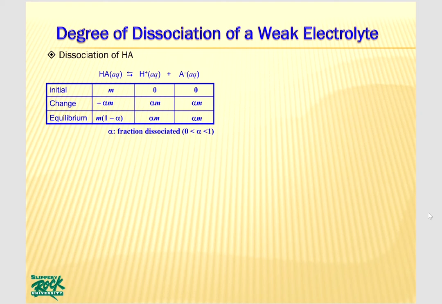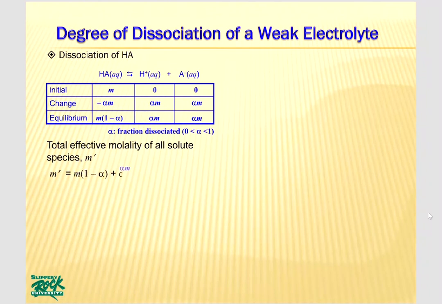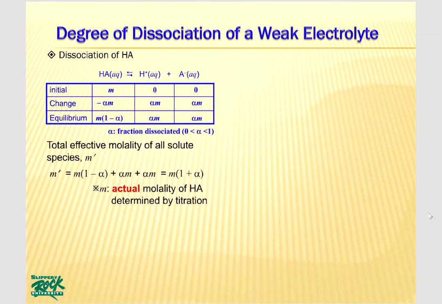Freezing point depression is a colligative property. Consequently, it depends on the concentration of solute species and does not depend on the chemical nature of the solutes. The total effective molality of all solute species is represented by M', and it influences the freezing point depression. Then M' equals M times 1 minus alpha plus alpha M plus alpha M, or simply M times 1 plus alpha. Please take note that M is the actual molality of HA that should be determined by titration.